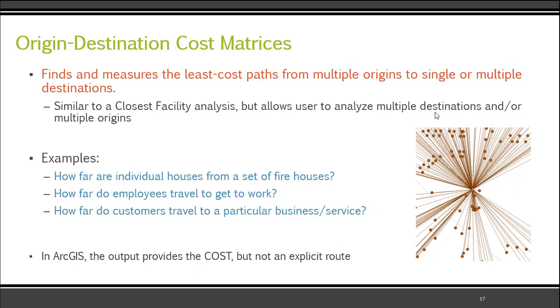So origin destination cost matrices find and measure the least cost paths from multiple origins to single or multiple destinations. It's similar to our closest facility analysis in that it's finding things that are closest to you, but it's not going to define driving directions for you because we're typically putting in lots of potential origins and potentially lots of destinations. So let's walk through some of the questions you can ask with this, and then we'll talk about the little graphic on the right.